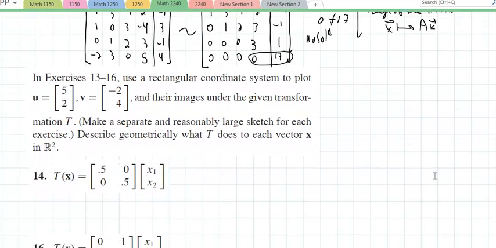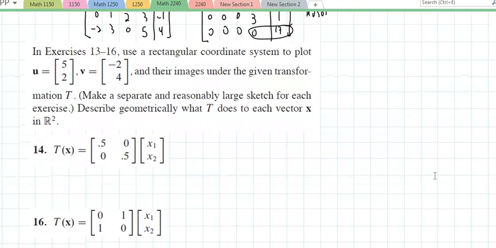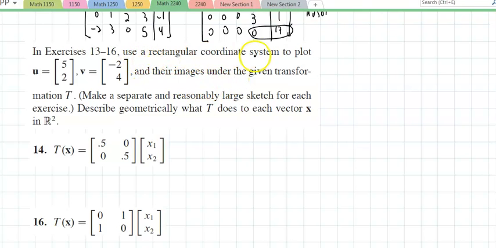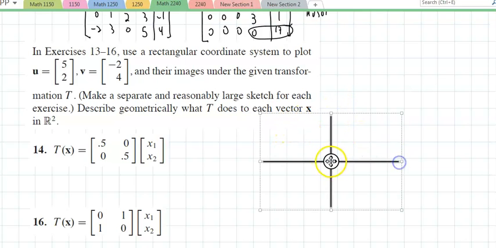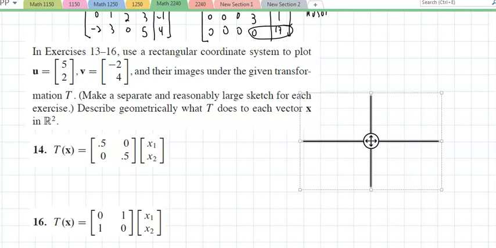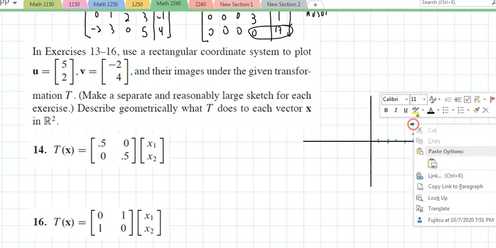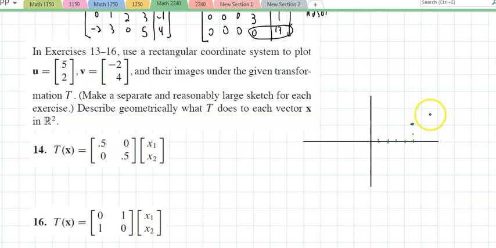And here we're going to graph those a bit. This is going to be a bit of fun, just a bit. It says in exercise 13 through 16, use rectangular coordinate system to plot if I plot this vector 5, 2, 1, 2, 3, 4, 5, 1, 2. This is vector u.